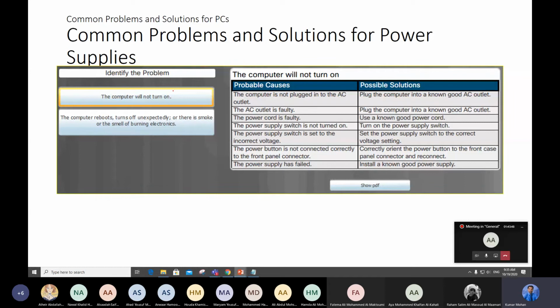See, if there is a problem where the computer is not turned on, what is the cause or what is the reason? There is no AC power, or the power is not plugged in, the AC outlet is faulty, or the power cord is faulty, or the power button is not connected correctly, or the power supply has failed. Solution, you have to plug everything in the correct order.